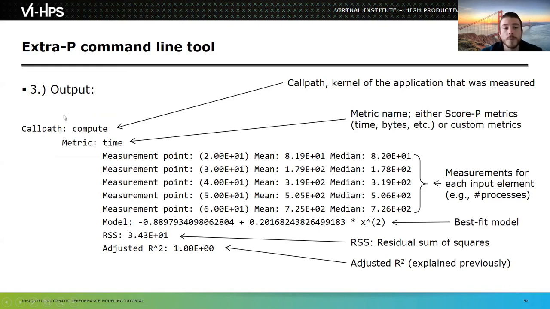First of all, of course, we will have the call paths. We will get this output for each call path and each metric for this call path. In this case, our call path would be compute and the metric would be runtime. Then again, we get the different measurement points displayed that were used to create this model. We also get the mean and median value for our metric here, in this case runtime, that were used to create the model. Then, of course, we get the created model. This is the model that automatically has the best fit for this measurement data. And we get some statistical quality control, such as RSS and the adjusted R2, that will again explain how well this model fits the measurement data.